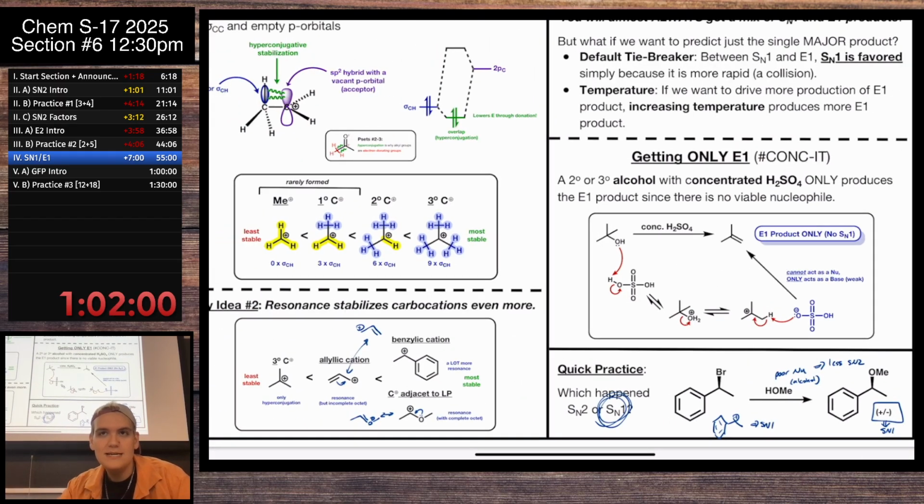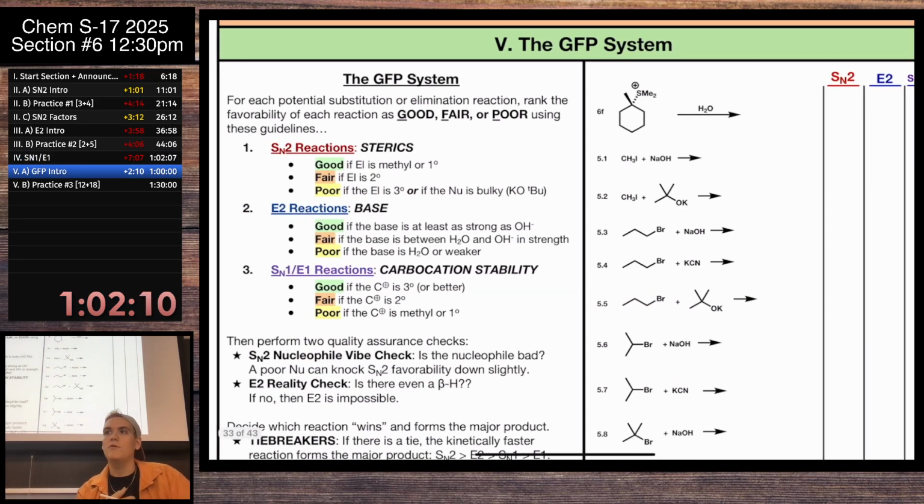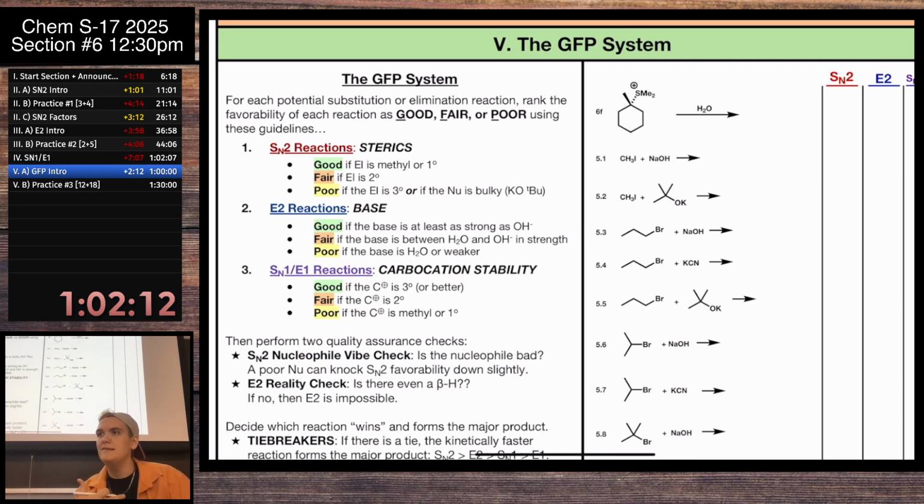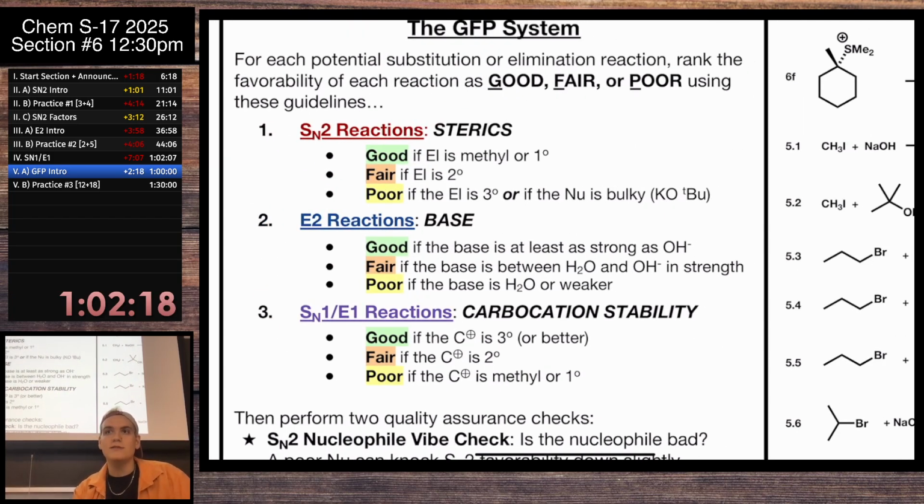Now that we've done a trip around the world, talked about all four major reaction types, let's put it together into this GFP system. GFP is an algorithm for thinking through all of the different possibilities. Generally speaking, for each type of reaction, there is one major thing that you should associate with how favorable it is. For SN2, it's sterics. For E2, it's base. And for SN1 and E1, it's carbocation stability.